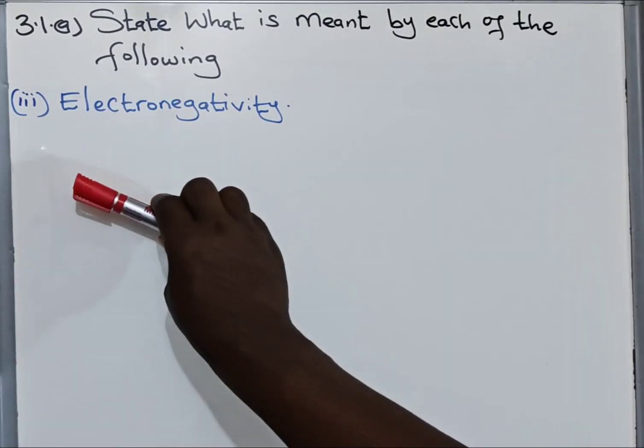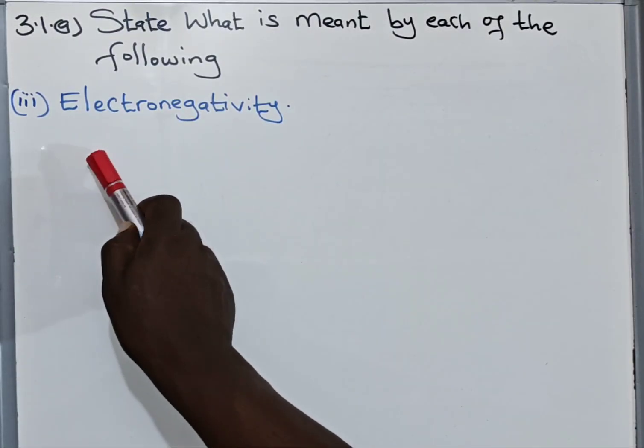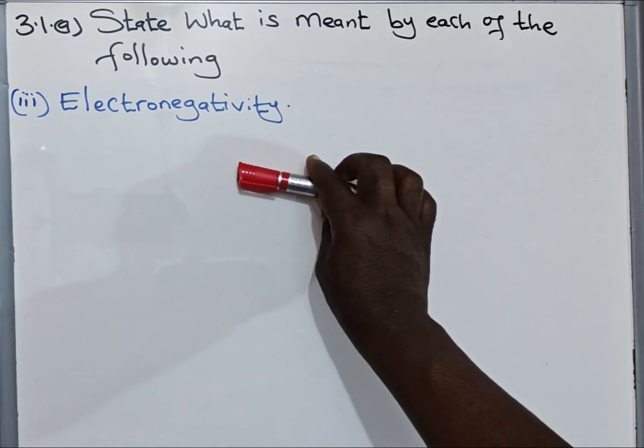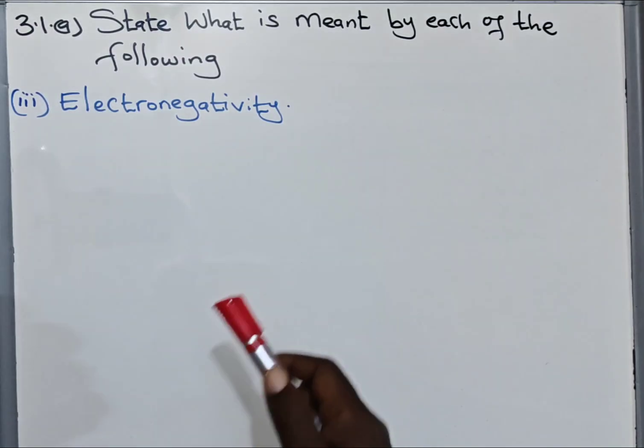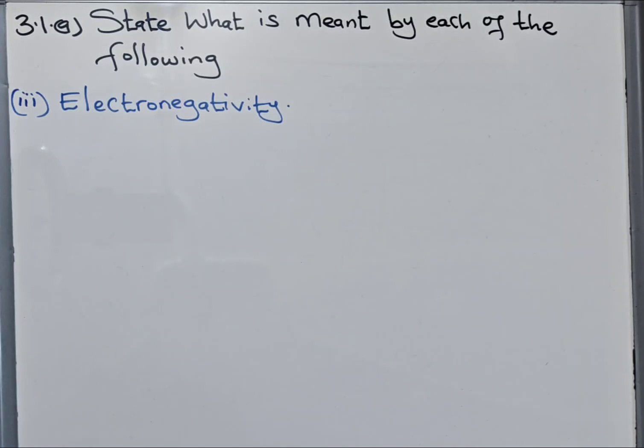Then we come to this one, electronegativity. What is it? This is the tendency of an atom to attract electrons toward itself in a chemical bond. So it's the measure of that ability of an atom to attract bonded electrons to itself.